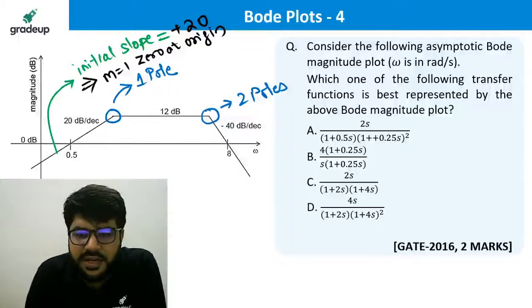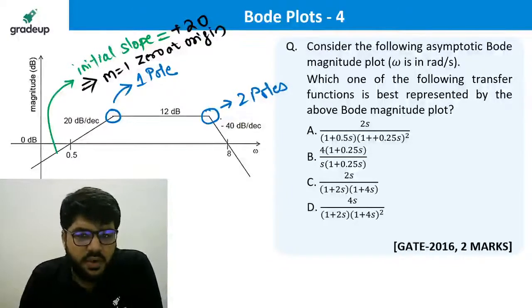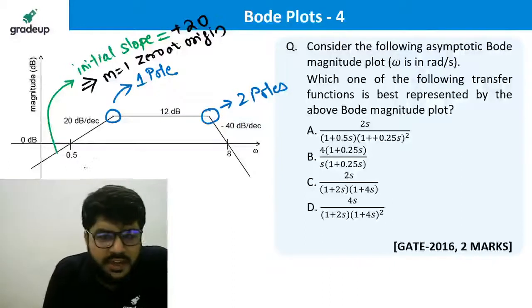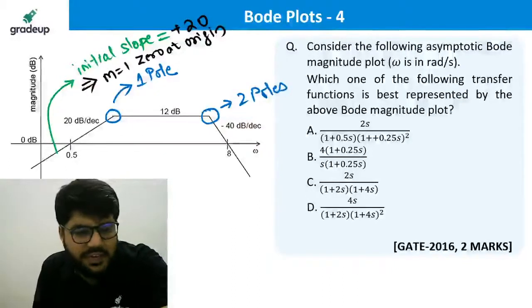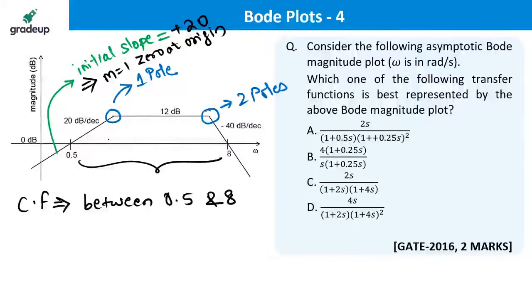So definitely there should be an s term in the numerator, and there should be 2 poles in the denominator. Okay. I'm first telling you the shortcut. Both of these corner frequencies clearly are between 0.5 and 8. The corner frequencies are between 0.5 and 8. This is one corner frequency, this is another corner frequency. Both of them are between 0.5 and 8.